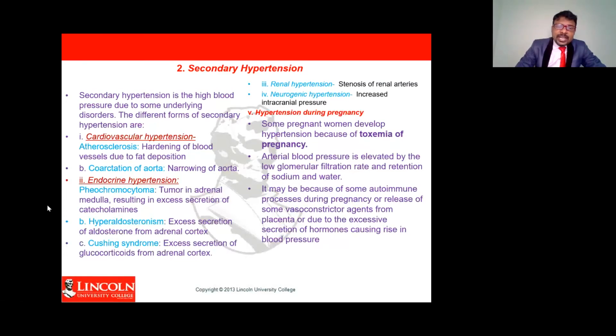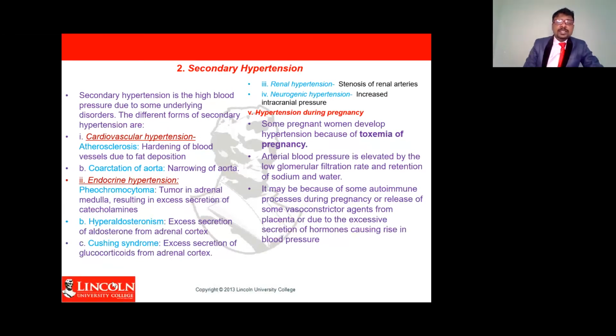And also other endocrine disorders. If anybody has any tumors in the medulla, or excessive secretion of catecholamines, any tumors in the endocrine system also alter the blood pressure, and also excess secretion of aldosterone from the adrenal cortex. If any hormones are very high, they increase the blood pressure. Next is excessive secretion of glucocorticoids in the adrenal cortex, in the adrenal gland. If the cortex secretes more, they may get Cushing syndrome. So these are the disease conditions. If anybody has these diseases, automatically they are going to get hypertension, that is secondary hypertension.